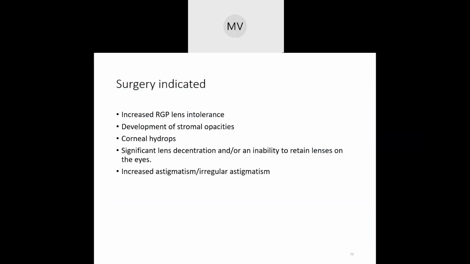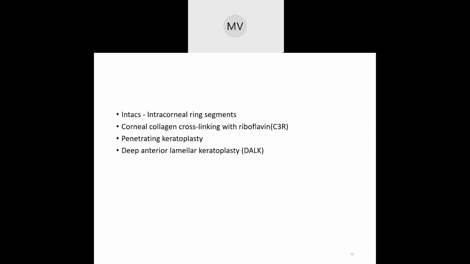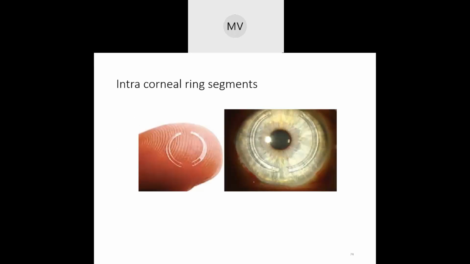Surgery is indicated for RGP lens intolerance, development of stromal opacities, corneal hydrops, significant lens decentration or any inability to retain lenses on the eye, and increased astigmatism or irregular astigmatism. Intracorneal ring segments and corneal collagen cross-linking with riboflavin can also be performed to stop or delay the progression. Penetrating keratoplasty can be done. Deep anterior lamellar keratoplasty can also be performed.